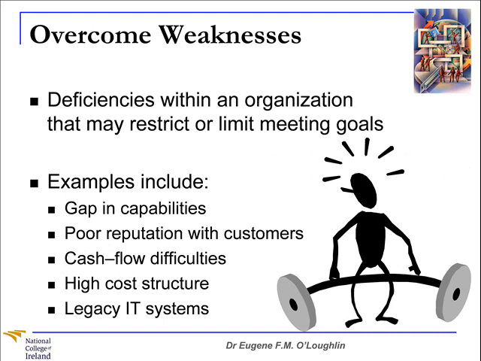Now, most organizations, not all, will have some weaknesses, and we want to try and overcome those weaknesses. Weaknesses are deficiencies within an organization that may restrict or limit meeting the organization's goals. Examples could be things listed here like gaps in capabilities, poor reputation, trouble with cash flow, high cost infrastructure, and even older legacy IT systems. These could all be weaknesses that are possible to overcome. So when you identify weaknesses, projects for improvement can be identified from this, and this could help you solve some of your problems.